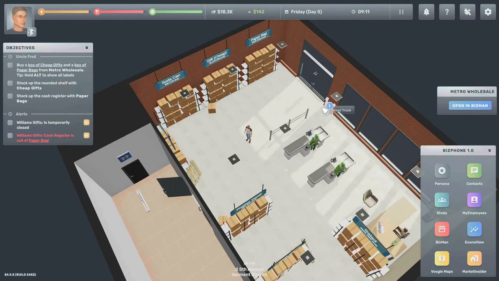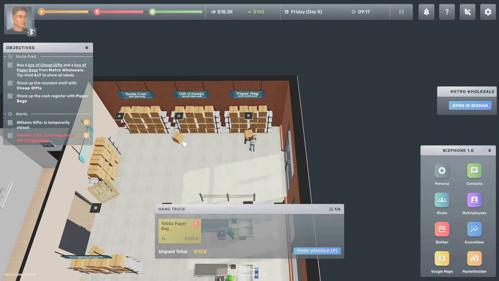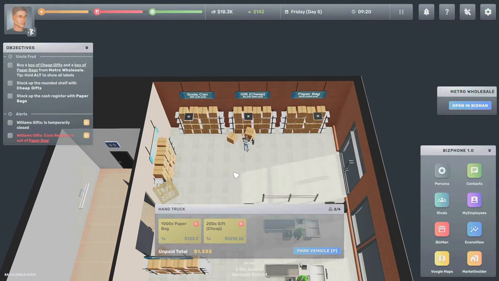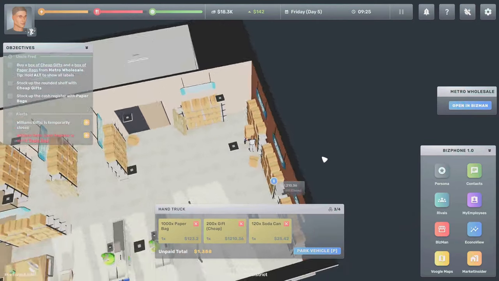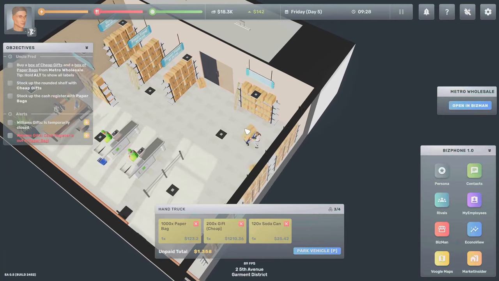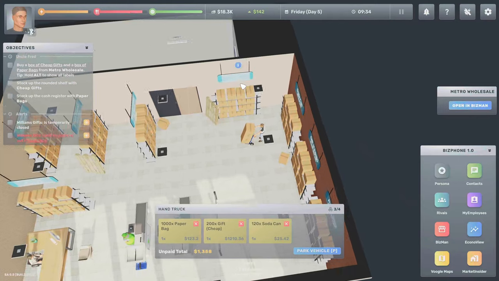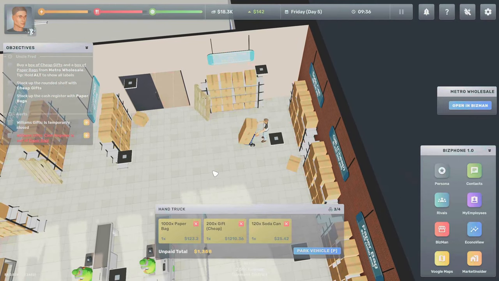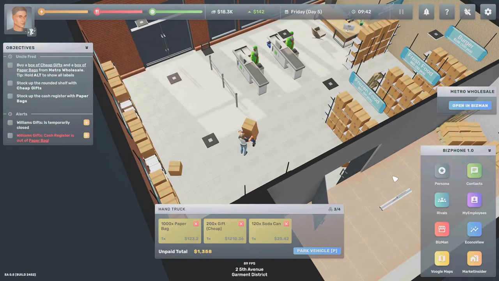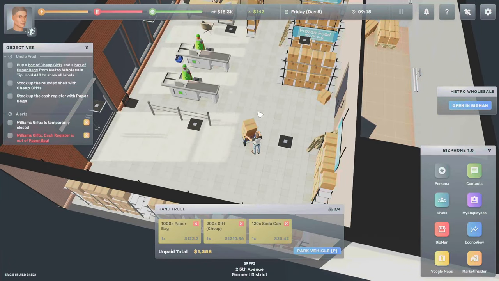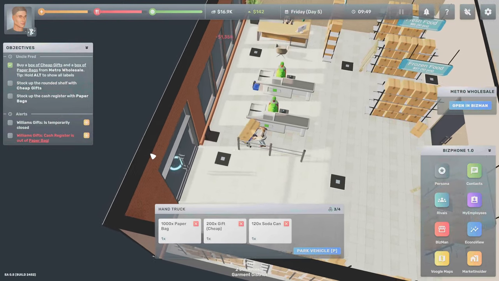Wholesale. We will take the hand truck. I would like a paper bag. Cheap gifts. Soda cans. For the future, I would like to start selling soda cans. What's this? Clothing. Alright, clothing. Salad, burger, fresh food, frozen food. Alright, this is how we're going to place the order. Yes, goodbye.